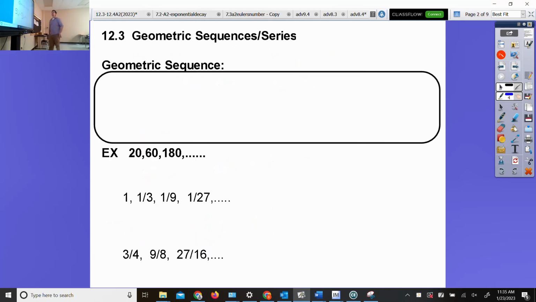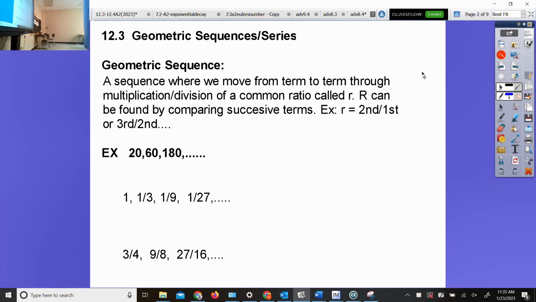Today is geometric. So arithmetic moved from term to term through either adding or, if it was a negative difference, subtraction. What do you think geometric does? If arithmetic is adding and subtracting, make a guess. What's geometric? There you go, multiplication. Or its inverse, division.